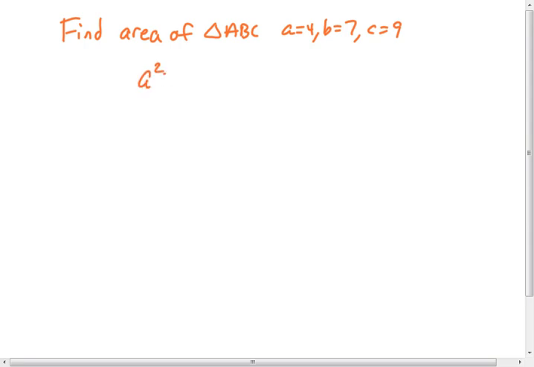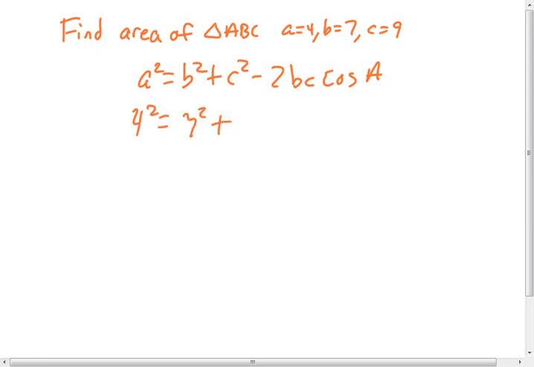So for the law of cosines, a squared is equal to b squared plus c squared minus 2bc cosine of A. So we fill in what we know. The only thing we don't know is that angle A on the right. So 4 squared is equal to 7 squared plus 9 squared minus 2 times 7 times 9 times cosine of A. And A is the only thing we don't know.